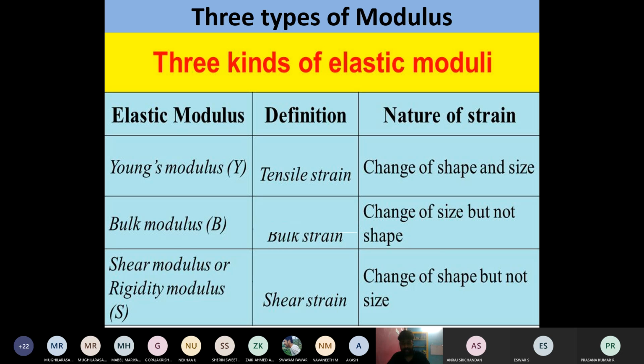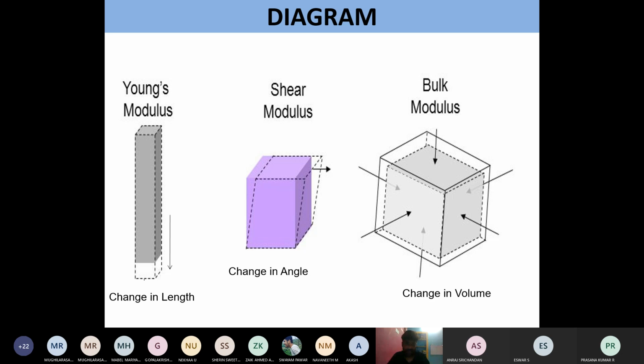So these are all the differences between these three types of modulus. Young's modulus means change in both shape and size. Bulk modulus means change in size but not shape. Rigidity modulus means change in shape but not size. So these are just examples for these three types of modulus.